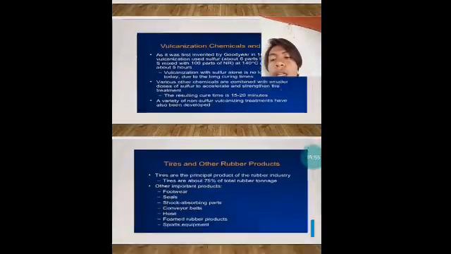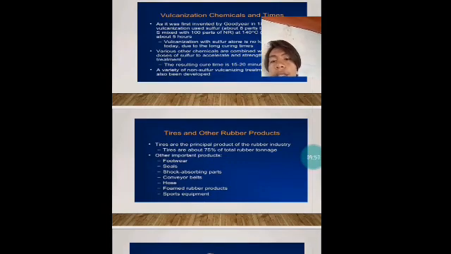Tires and other rubber products. Tires are a principal product of the rubber industry, about 70% of total rubber tonnage. Other important products: footwear, seals, shock absorbing parts, conveyor belts, hose, foam rubber products, sports equipment.